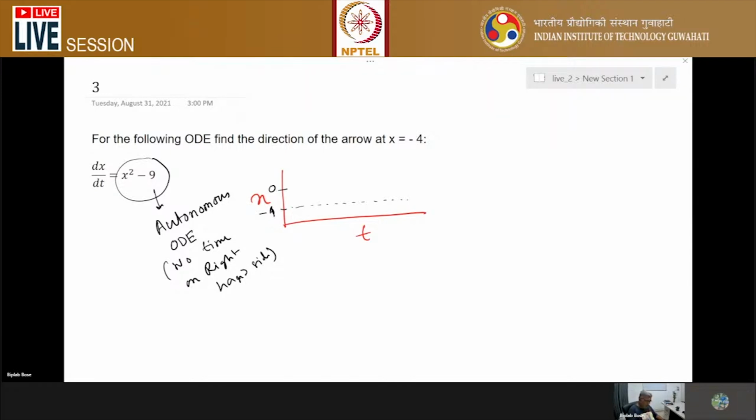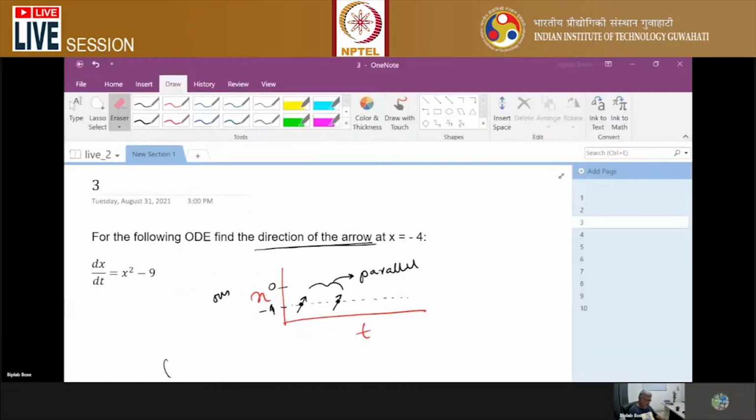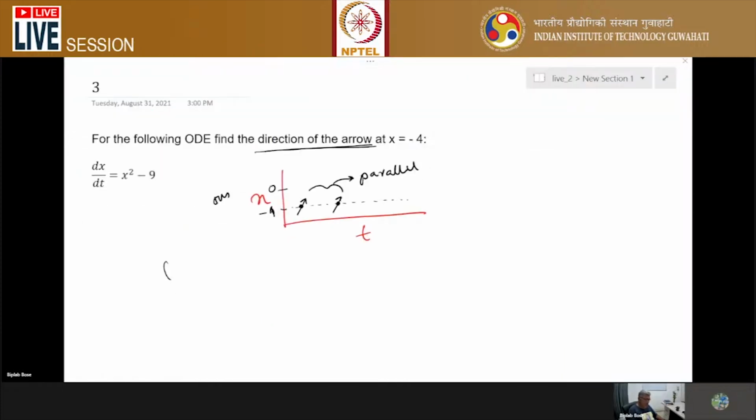So how do I calculate? Suppose I draw an arrow here, something like this. If I draw another arrow along this horizontal line, both of these two should be parallel. Their slope will be the same. dx/dt will be the same. So I am asking you to calculate the direction of this arrow. The direction that I have drawn is just arbitrary. So I am asking you to calculate the direction of the arrow for this particular equation, dx/dt equal to x square minus 9. Can someone try and write in the chat box what should be the answer? What direction do you expect?